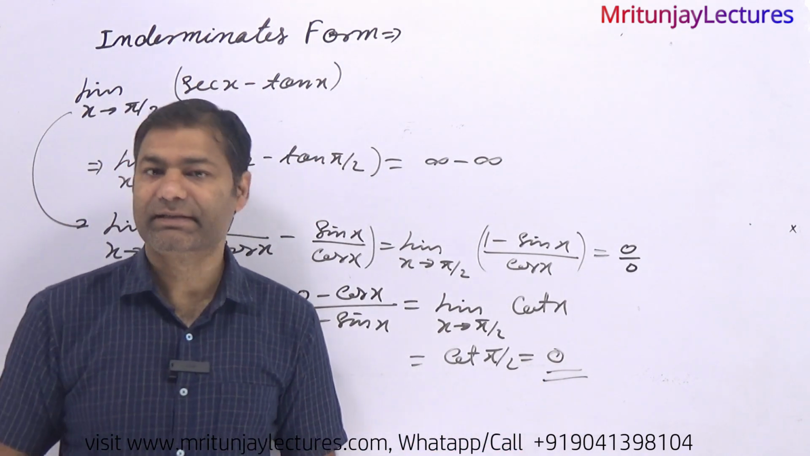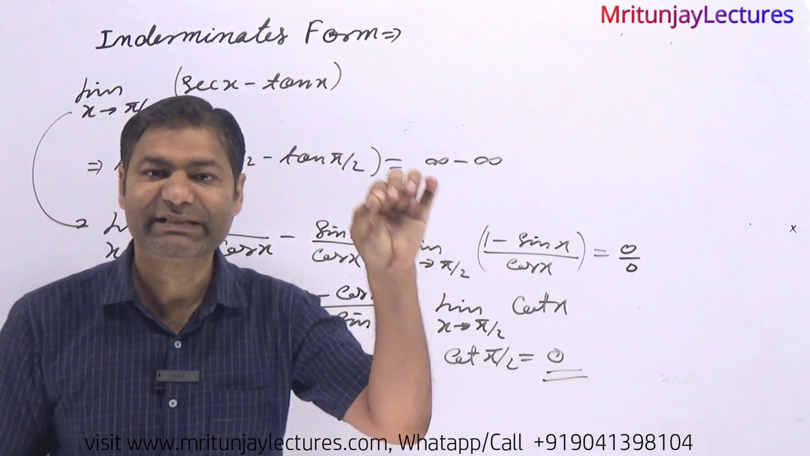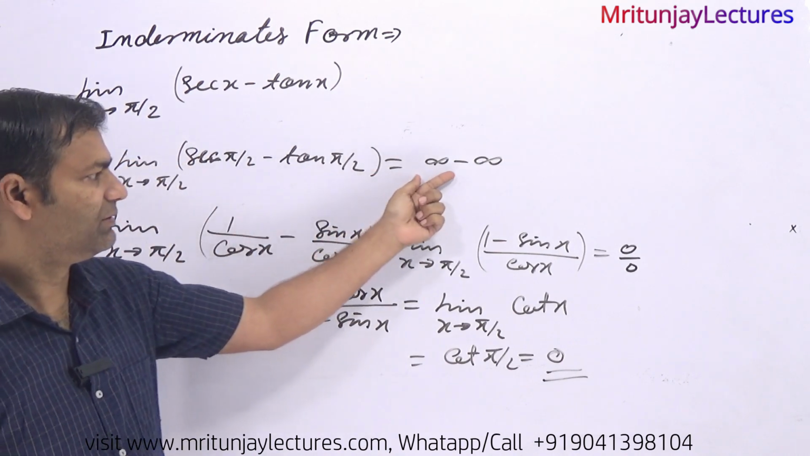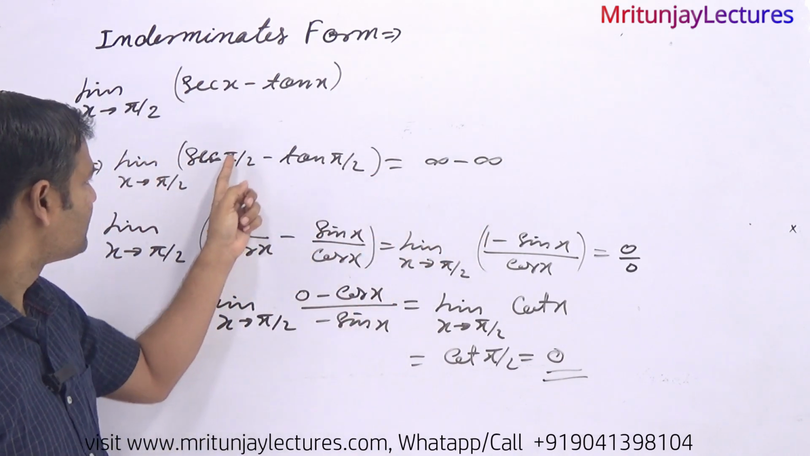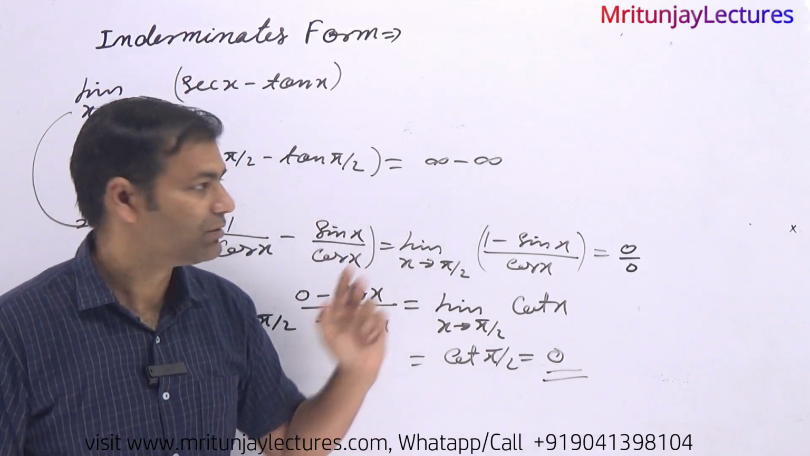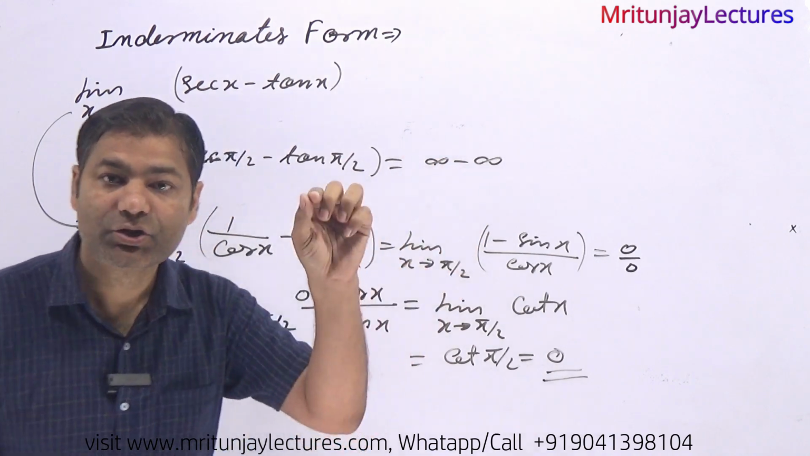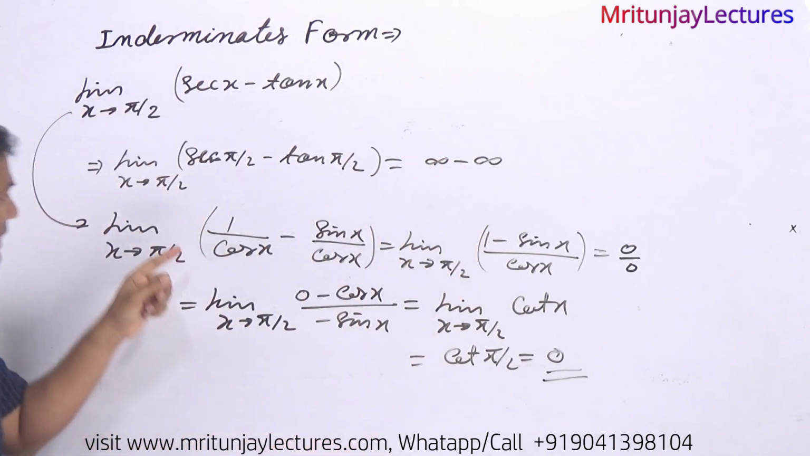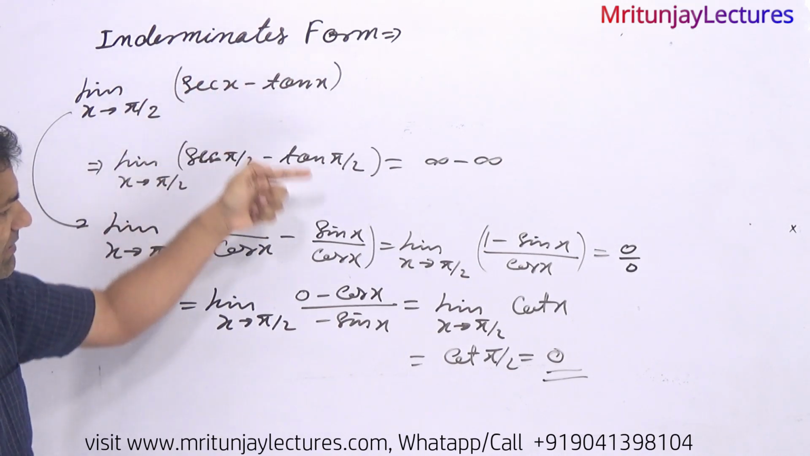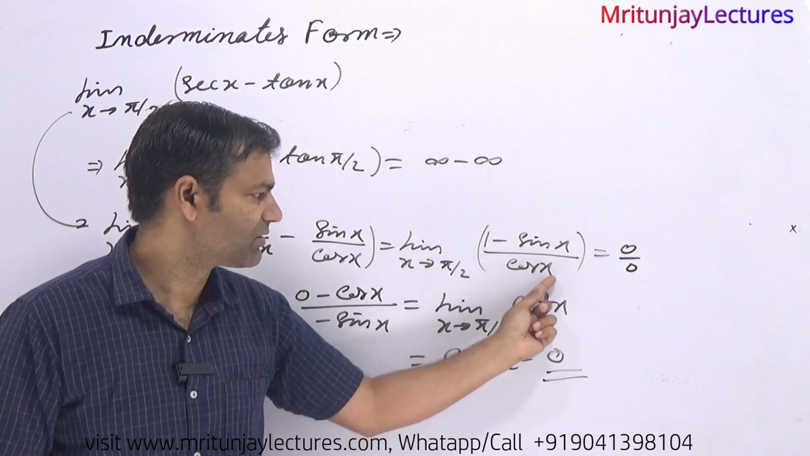So first of all, check. If this one is given, then put x is equal to pi by 2, then we got infinity minus infinity, because sec pi by 2 and minus tan pi by 2, it means that is indeterminate form. Okay, I have already discussed this, it is called indeterminate. So how can we solve this type of problem? Again, this one is converted to 1 by cos x minus sin x by cos x, and take LCM, we got 1 minus sin x divided by cos x.